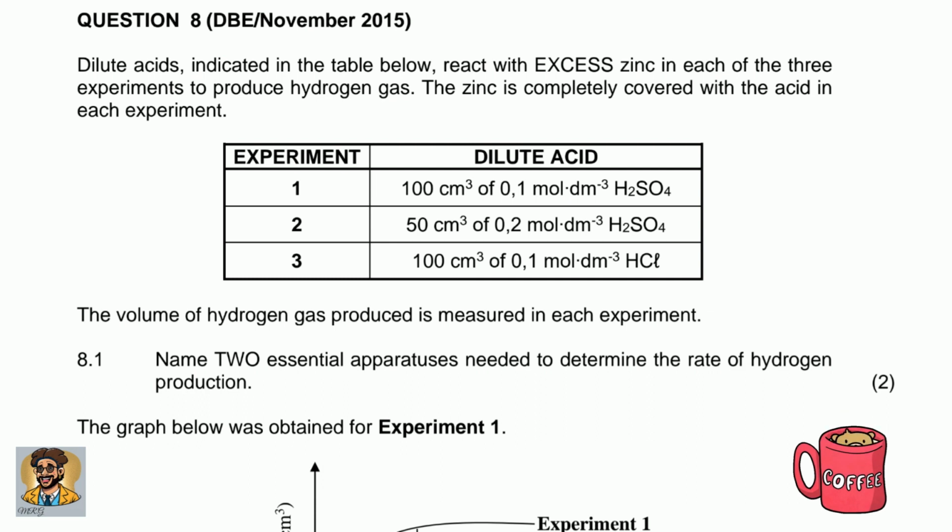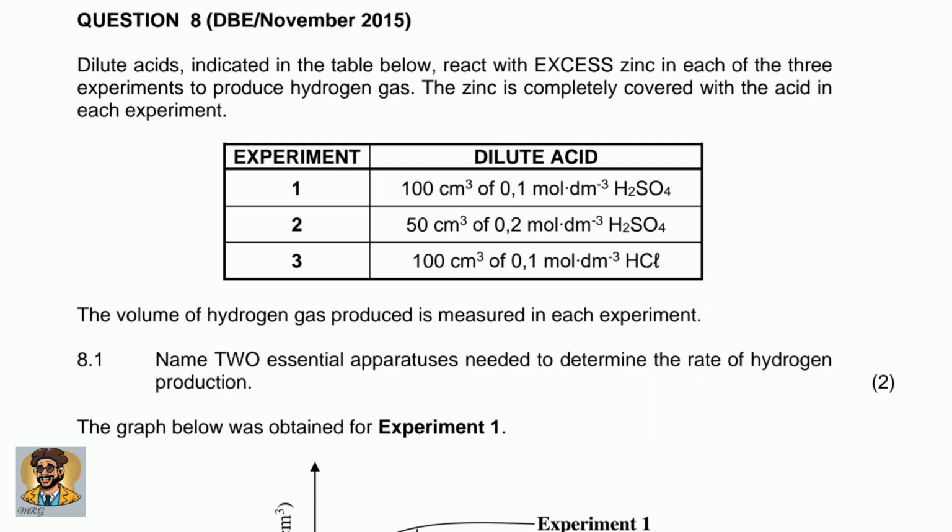This question says dilute acid indicated in the table below reacts with excess zinc in each of the three experiments to produce hydrogen gas. The zinc is completely covered with the acid in each experiment. So you have experiments 1, 2 and 3 and you have dilute acid.